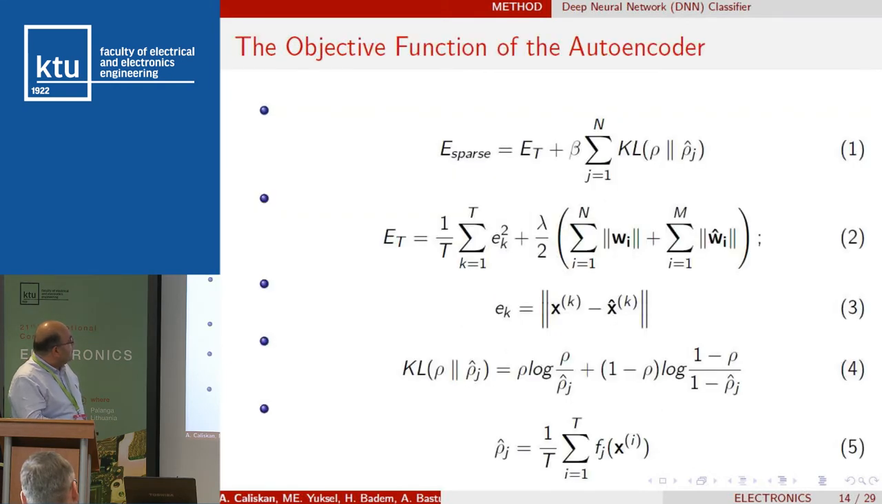The objective function of an autoencoder is actually similar to a normal feed-forward neural network. We are trying to minimize the difference between the system output and the label to decrease the error, and these are the weights we try to tune. I will not explain this part in detail due to limited time.